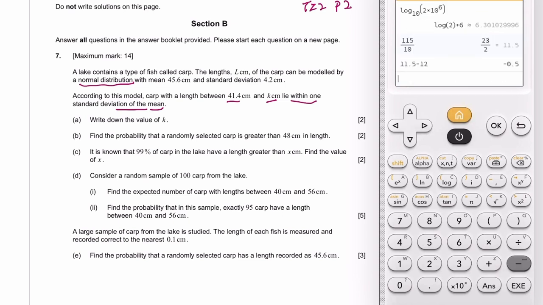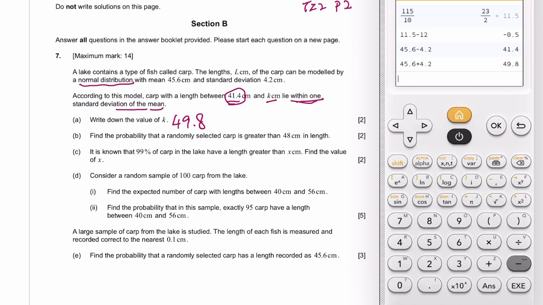Right. So that's where 41.4 comes from, because it's really what's the mean? 45.6 minus a standard deviation. So the other value would be the mean plus a standard deviation. That's what they mean by within one standard deviation of the mean.